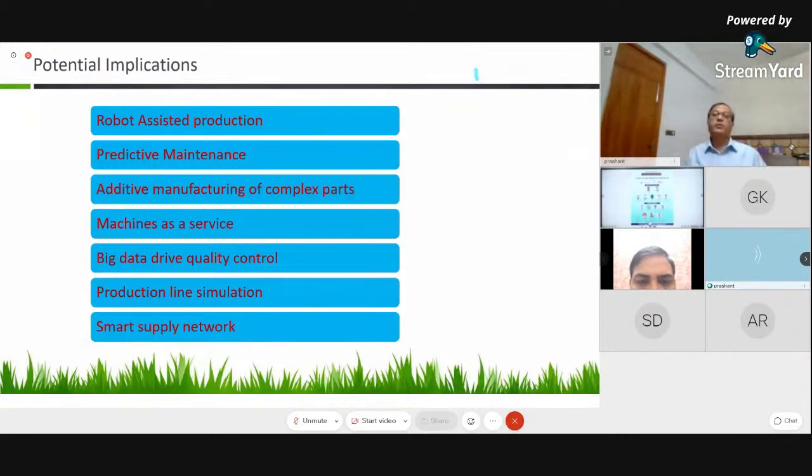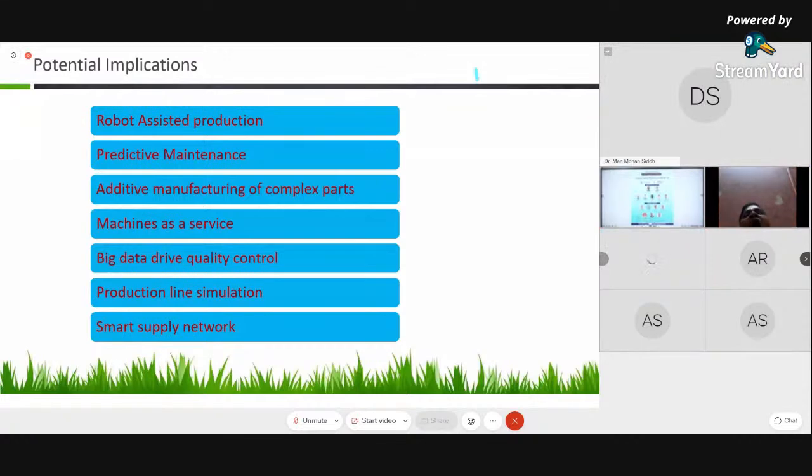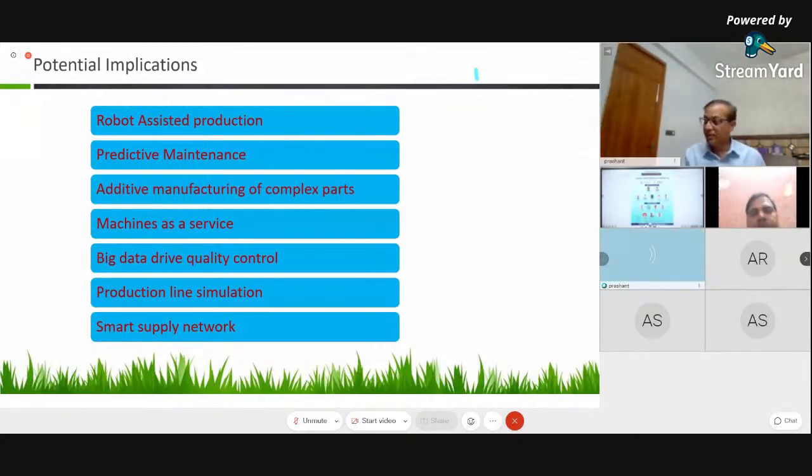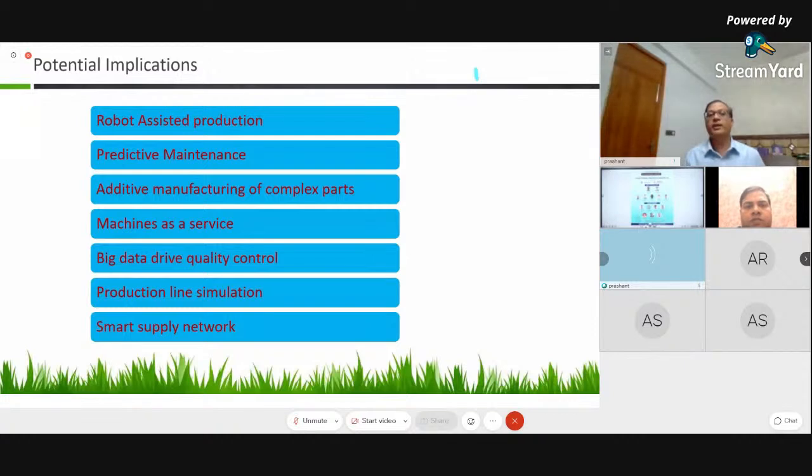The quality control could be driven by big data analysis. Through sensors we are collecting a lot of information, so we should be able to perform analysis on this big data and find out what kind of quality we are going to achieve. And then the production line simulation tells us, if you want to make any changes, what will be the effect. So instead of doing hit and trial with physical systems, we do it with simulations and get the results quickly.